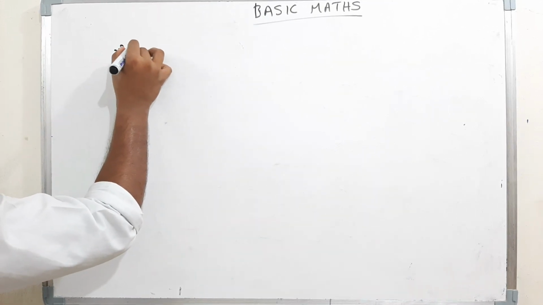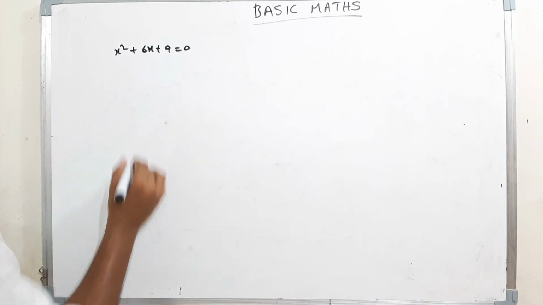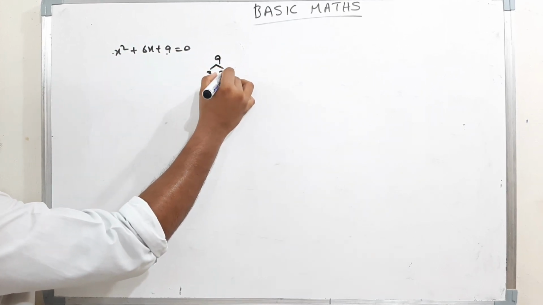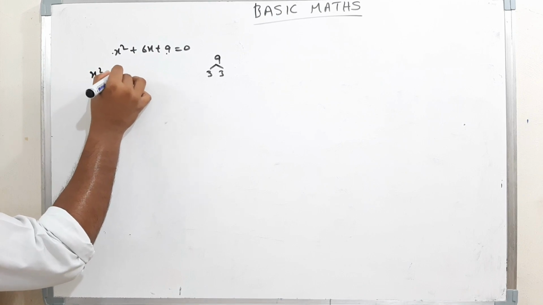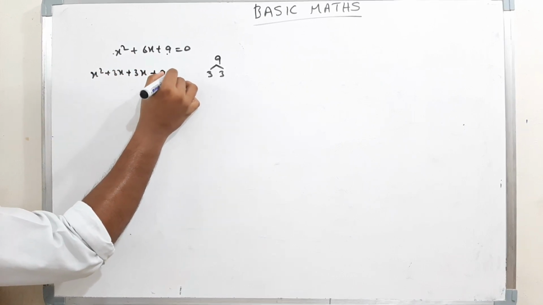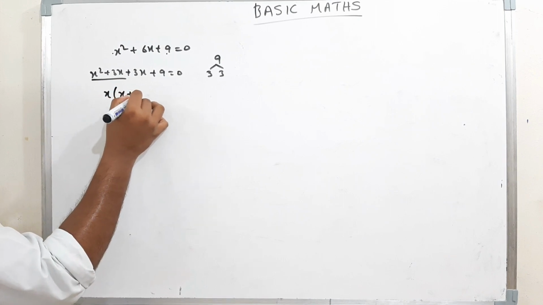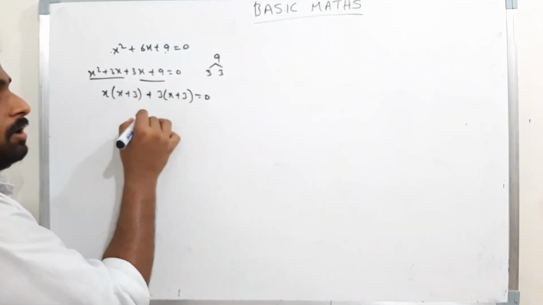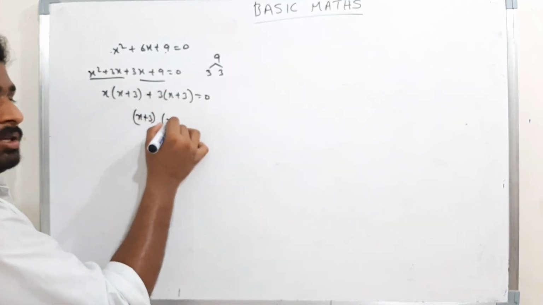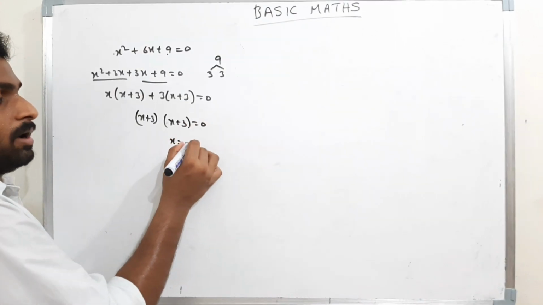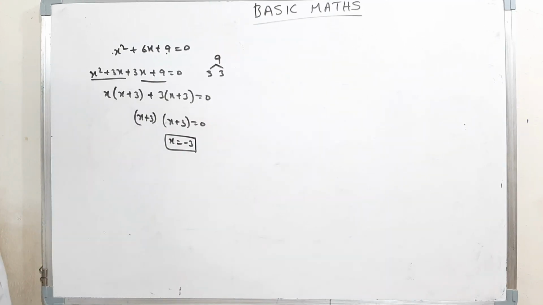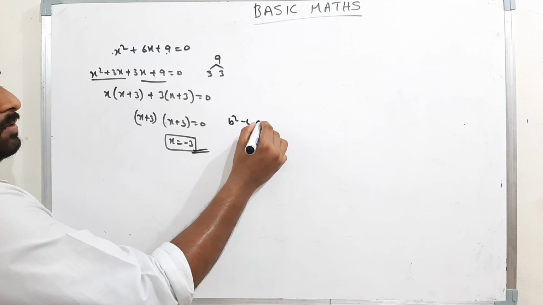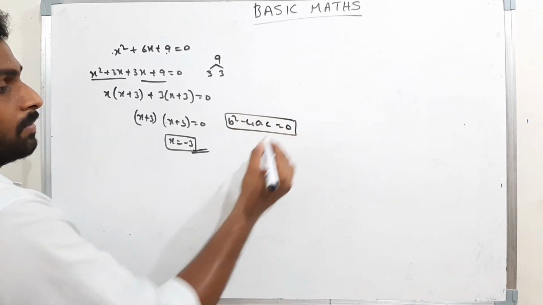x square plus 6x plus 9 is equal to 0. Now solve this equation. a into c is 9. Therefore, what are the factors for 9? That is 3 into 3. Therefore, I can write it as x square plus 3x plus 3x plus 9 equal to 0. I am taking x common, x plus 3, and here I am taking 3 common, x plus 3 equal to 0. Therefore, (x plus 3) into (x plus 3). What are the roots? x is equal to minus 3 is the root. Here I am getting only one root. Therefore, if I find the b square minus 4ac value, I will get 0. And what is the sum of the roots?